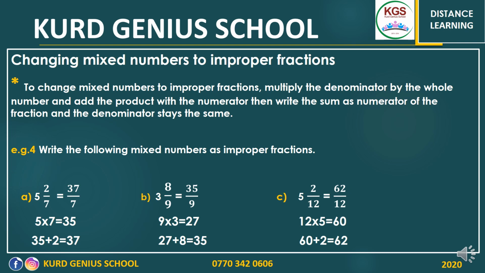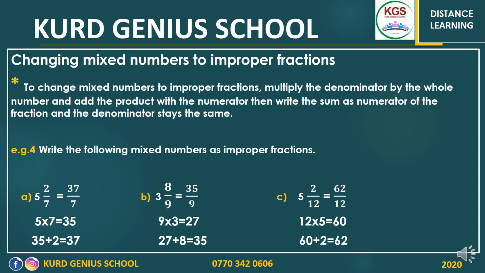Look, we have an example here, example given 4. Write the following mixed numbers as improper fractions. A. 5 and 2 sevenths. The note says multiply the denominator by the whole number. The denominator here is 7 and the whole number is 5. So 5 multiplied by 7 is 35.